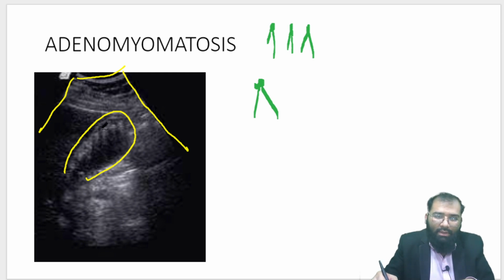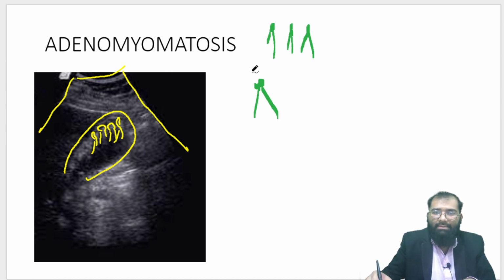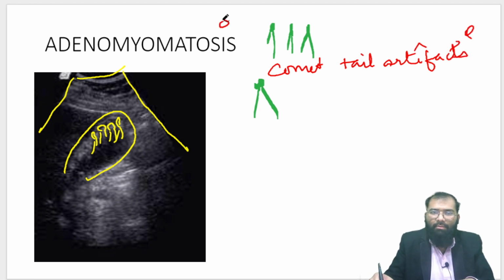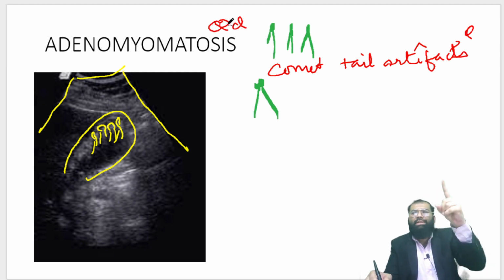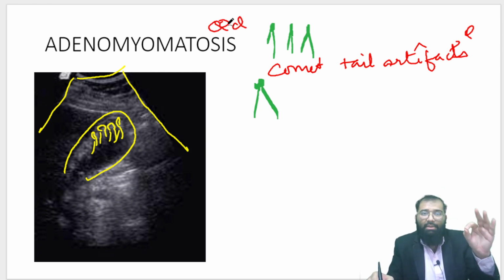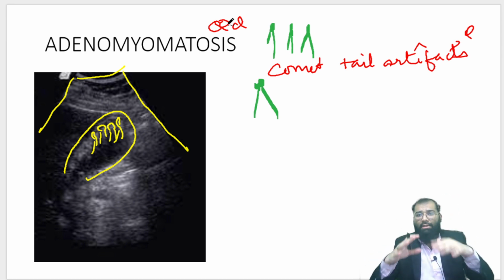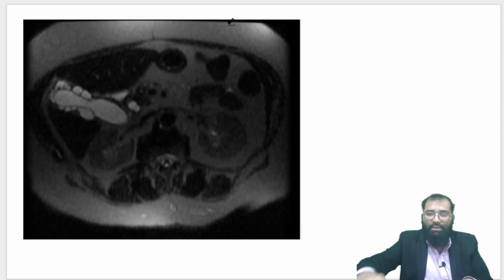So I'll show you here. Are you able to see here? So these are called comet tail artifacts. Very important question. Comet tail artifacts are classically seen in adenomyomatosis of GB. VIP question. Compulsorily you should know this. This question will take you ahead of others if you know it.